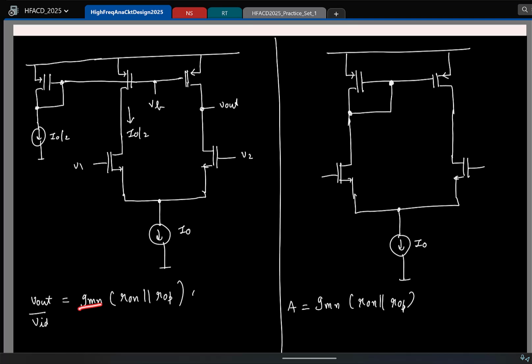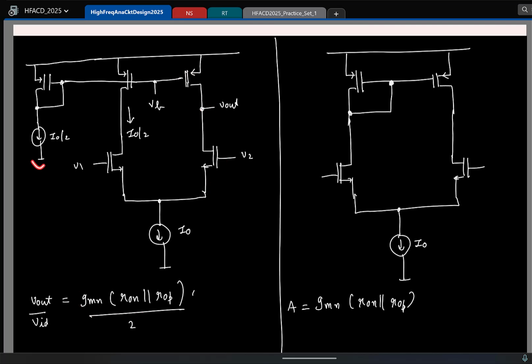Yeah, so GM times, here I forgot to include a factor of 2. So please pay attention. If I make any mistakes like this, just call me out immediately. So here it is GM times R0 of the PMOS parallel with R0 of NMOS, by 2.